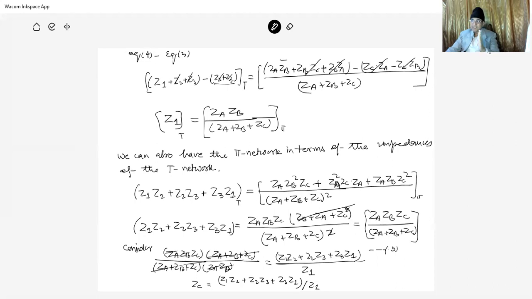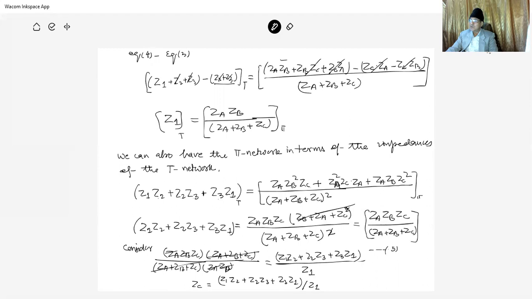If the pi network is given, then we can design a T network with the help of the pi network. And we can also have the pi network in terms of the impedances of the T network. This one is given. If we multiply Z1, Z2, Z2, Z3, Z3, Z1 of T, then we find this kind of expression. That is ZA, ZB, ZC.